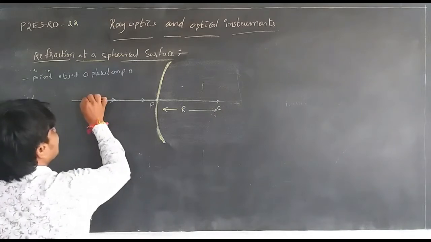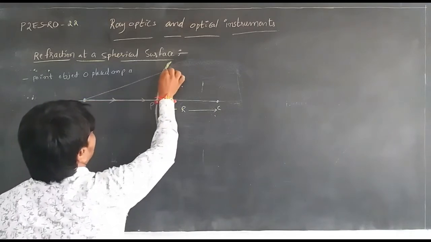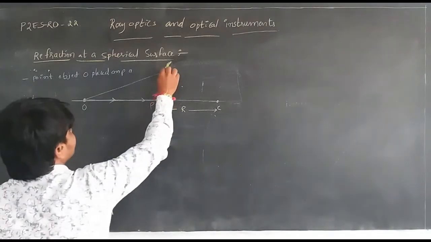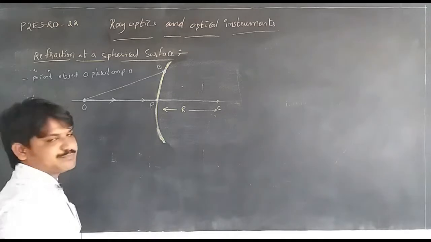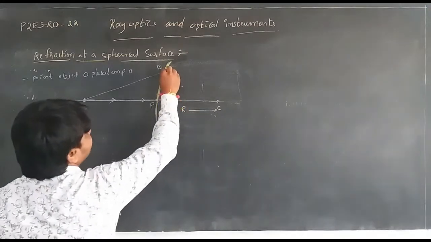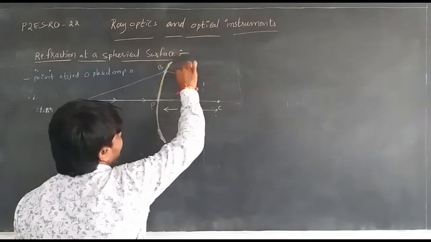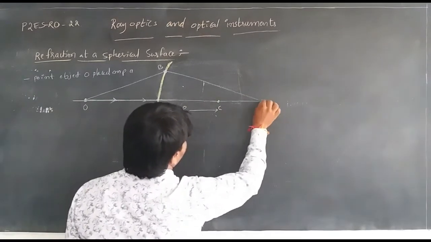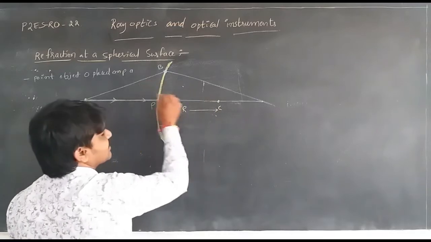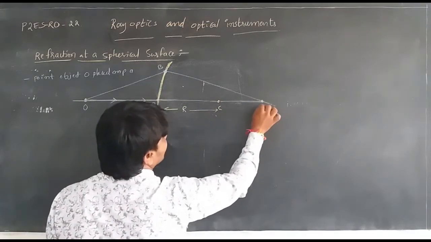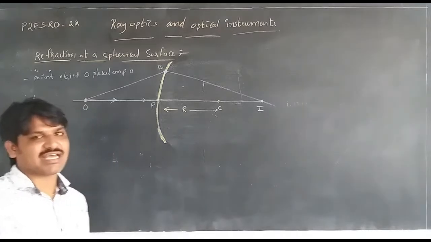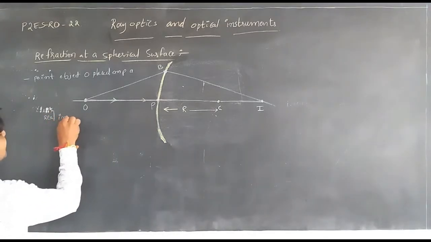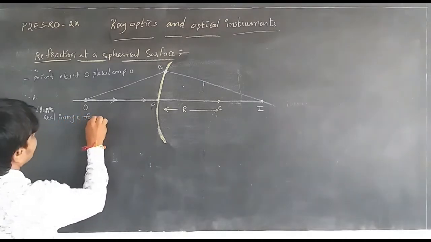And another ray of light is incident on the refracting surface at point B, and is refracted towards the principal axis. These two rays meet at point I, where the image is formed. That is a real image formed.